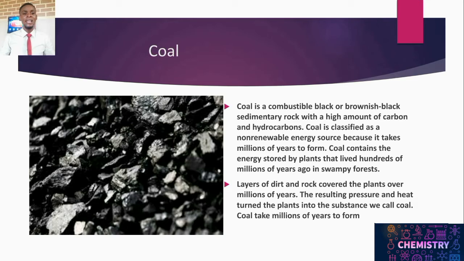We're told that layers of dirt and rock cover plant and animal debris over millions of years. In some textbooks, this period of millions of years is referred to as the Carboniferous era. The resulting pressure and heat turns the plant and animal remains into a substance we call coal. Remember that diamond and graphite are formed by a similar process. So the extent to which they are exposed to these conditions will determine what form of carbon is produced.